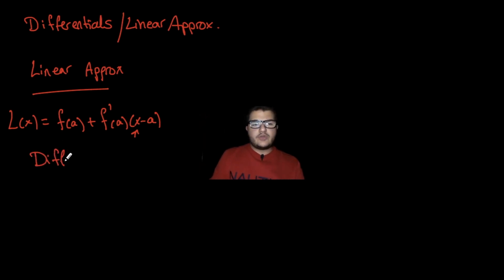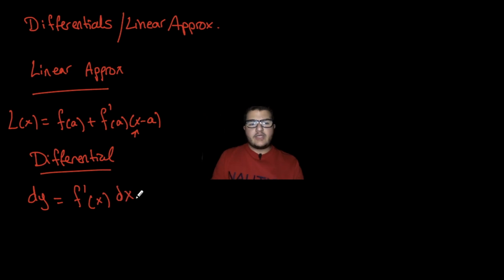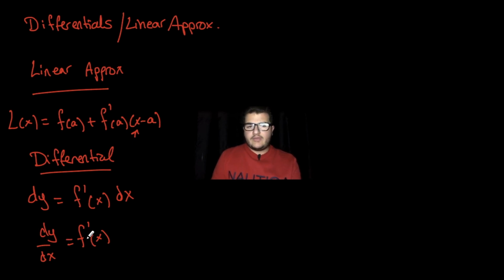The differential equation, dy is equal to f prime of x dx. Recall that the derivative, we can notate it by dy dx, is equal to f prime of x. These are two different ways to notate that I have a derivative. So basically all we did here is multiply by dx to get this equation. If you want to think of it that way, that's fine in order to help you.